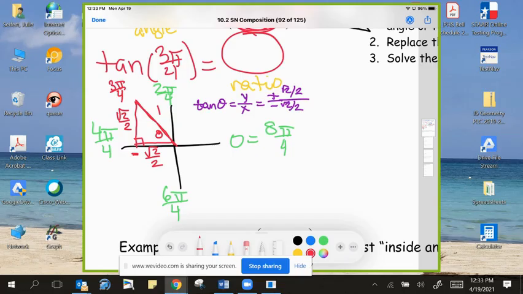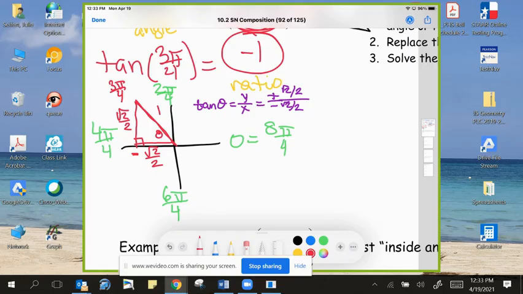What's any number divided by itself? Okay, we've got a negative sign here. So this is, yes, negative 1. Tangent of 3 pi over 4 is negative 1. Good job, y'all.